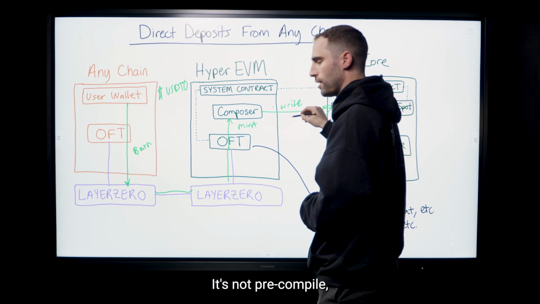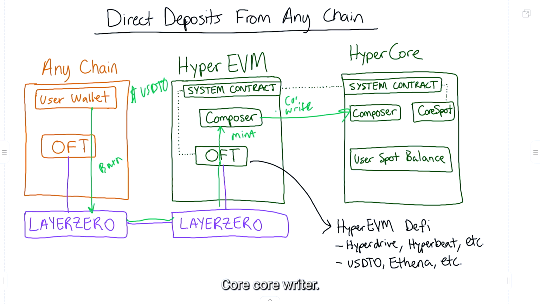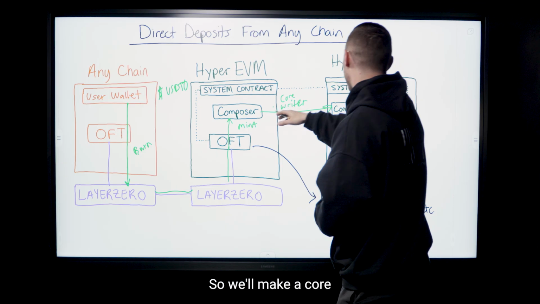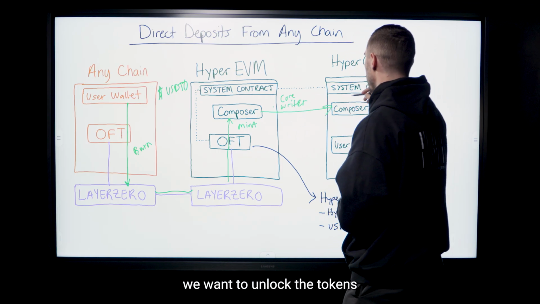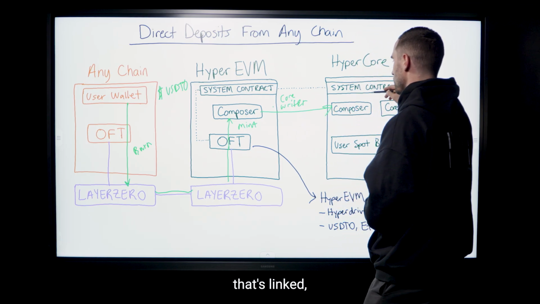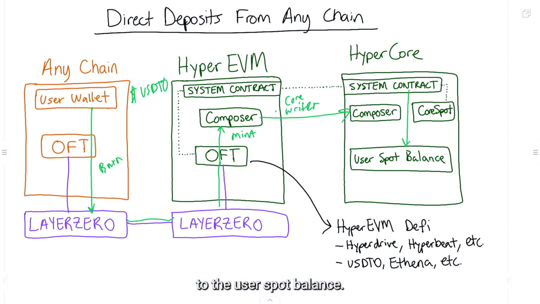So it's a write. It's not a precompile, but what? Core writer. So make a core writer call to effectively say, hey, we want to unlock the tokens from the system contract that's linked, and we want to send the tokens to the user's spot balance.